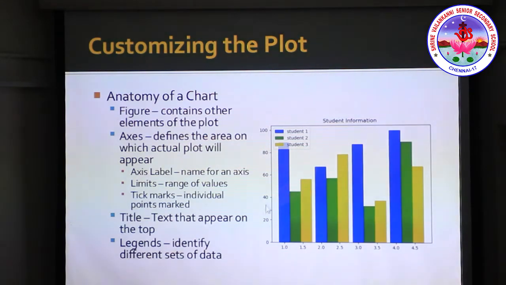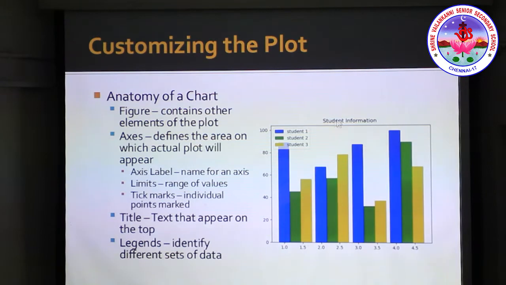Then inside this one we have axis label, name for an axis, x axis and y axis labels. Then we have limits, see from 1 to 4.5, this is the limit, and here 0 to 100, this is the limit. Then tick marks 1.0, 1.1, 2.0, so these are all tick marks. So, all this comes under axis.